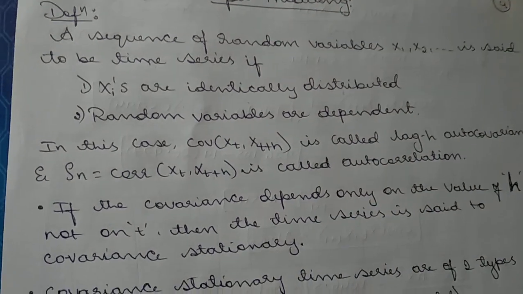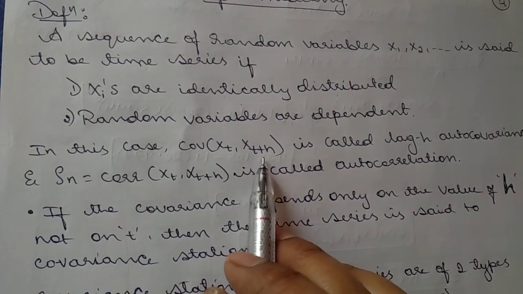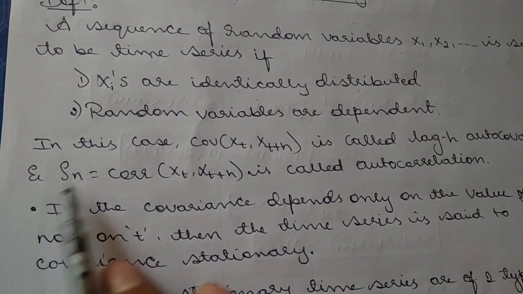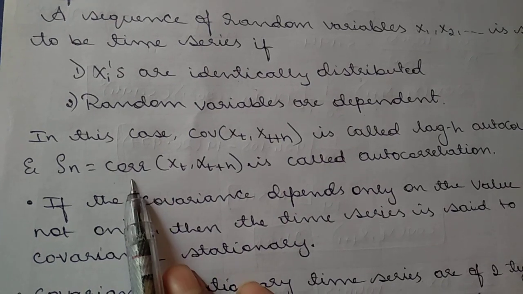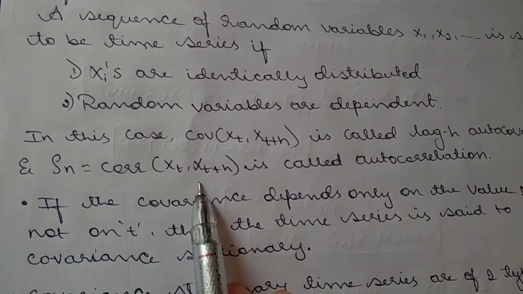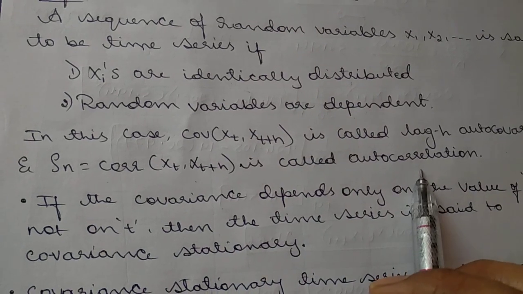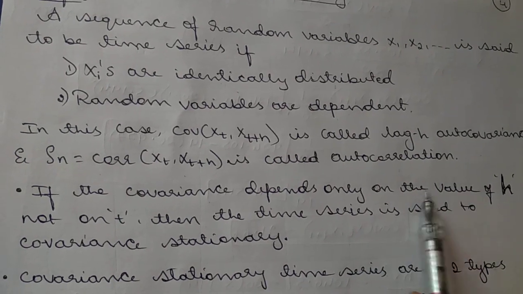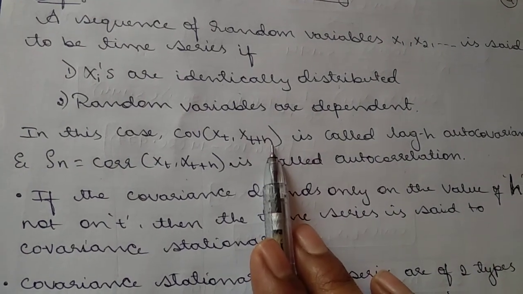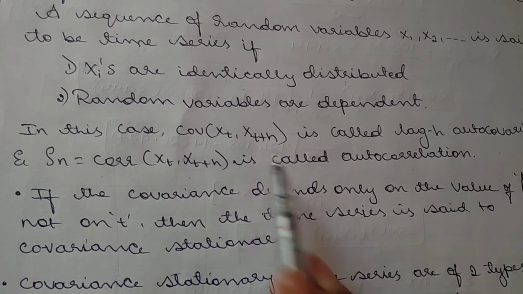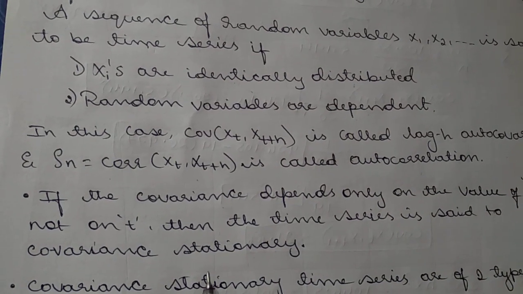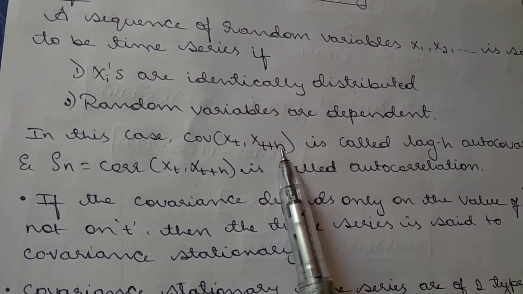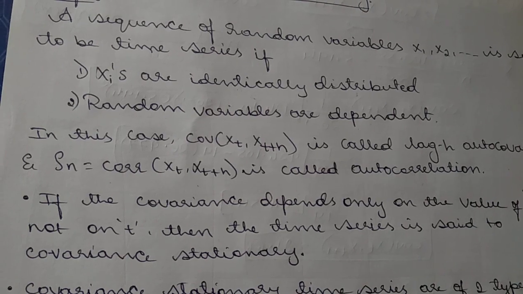In this case we take the covariance of xt and xt plus h. This is called the lag h autocovariance, and rho h is equal to the correlation, CORR, of xt and xt plus h, which is called autocorrelation. Now, if the covariance depends only on the value of h but not on t, then this time series is called covariance stationary.